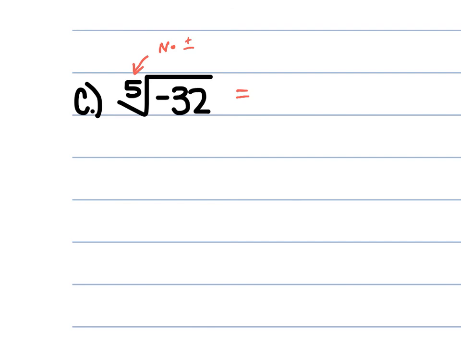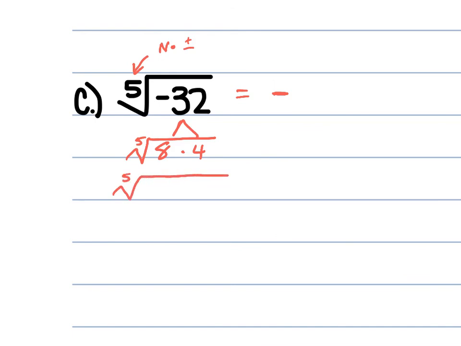number? Negative. Only negative numbers are going to be able to make a negative 32. That's the only way that would happen. So now, don't worry about the positive and negatives. We already know the answer is negative. Just break down 32 into 8 times 4, and then take the root.